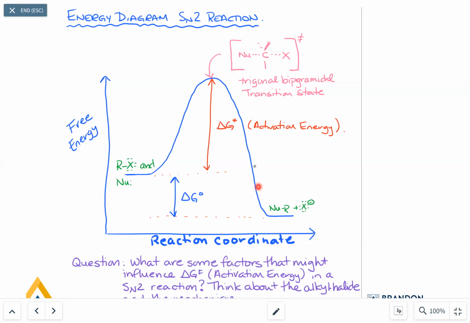So what are some of the things that could influence this activation energy? What we're going to see is that really it's the structure of the alkyl halide which is going to be the most important. There are going to be some secondary factors which deal with the nucleophile itself or even the solvent of the reaction. But the most important factor by far is the structure of this alkyl halide, because the nucleophile has to attack that carbon from the opposite side. So that's the main thing that we're going to be looking at here.